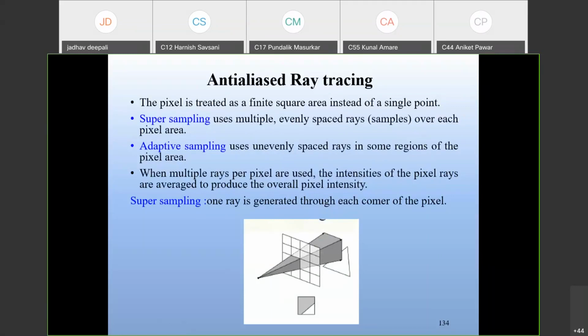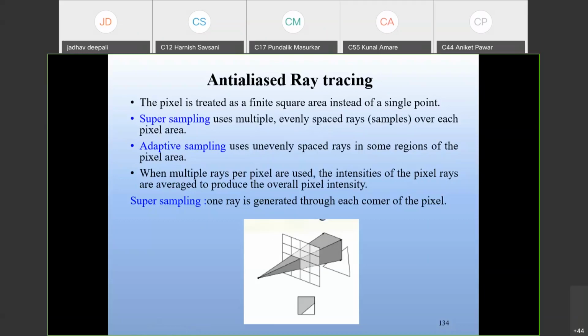The pixel is treated as a finite square area instead of a single point. Suppose this is the surface, it is divided into pixels, and the pixels which cover that surface are considered. Super sampling uses multiple evenly spaced rays over each pixel area. Evenly spaced means the rays are in even directions; mismatch is not allowed.